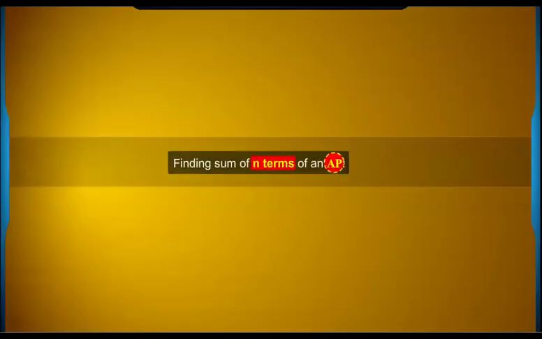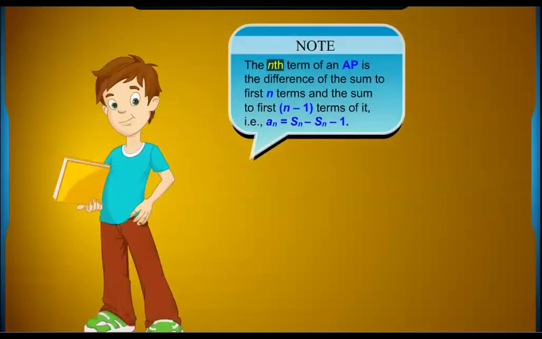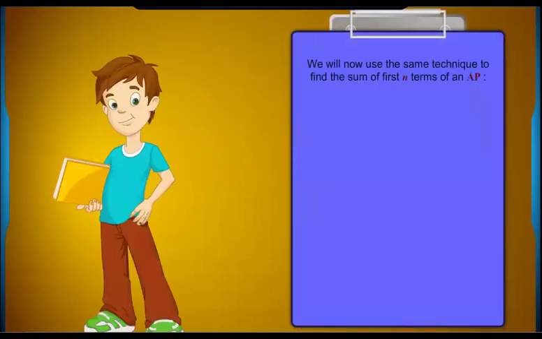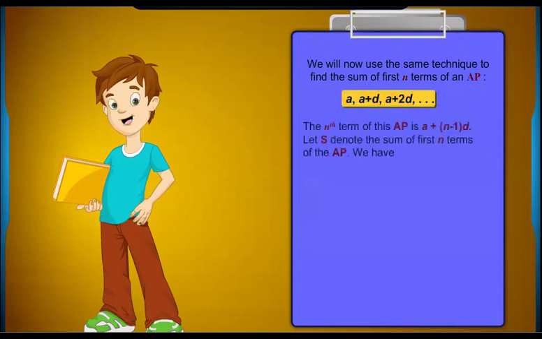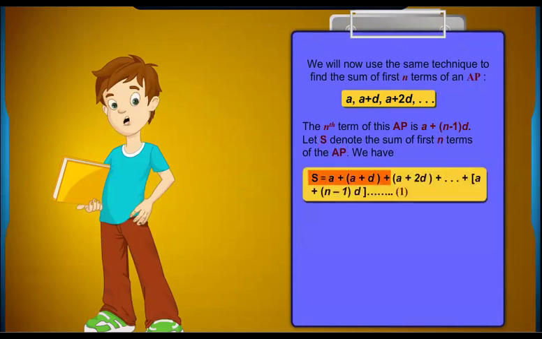Finding the sum of n terms of an AP. We will now use the same technique to find the sum of the first n terms of an AP: a, a + d, a + 2d, and so on. The nth term of this AP is a + (n - 1)d. Let us denote the sum of the first n terms of the AP by S. We have S = a + (a + d) + (a + 2d) + ... + (a + (n - 1)d).